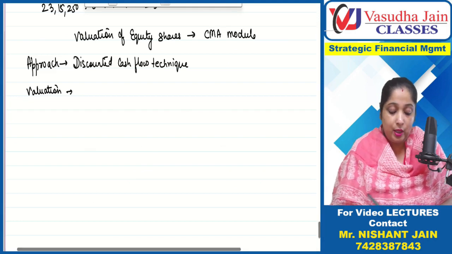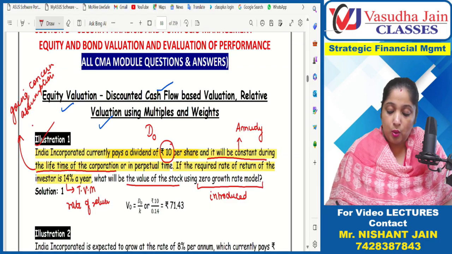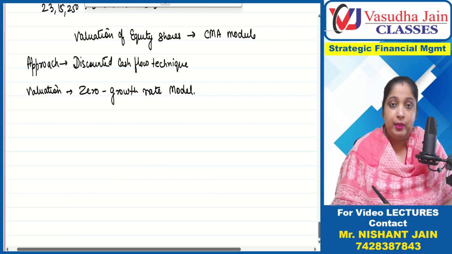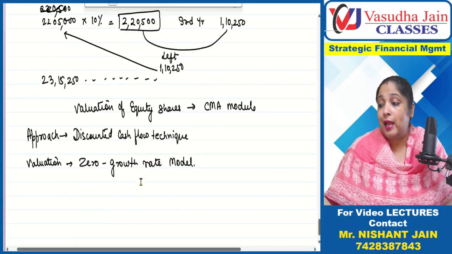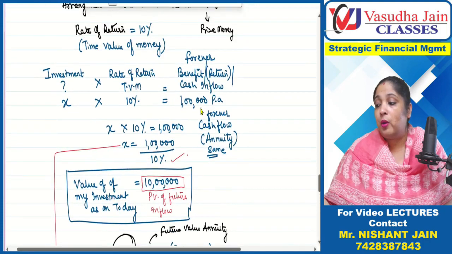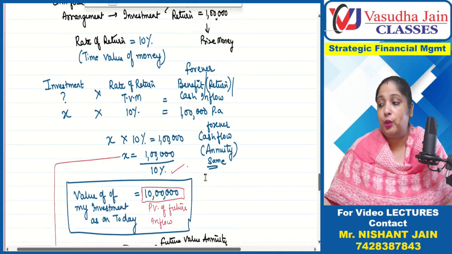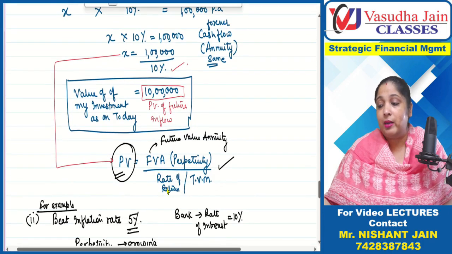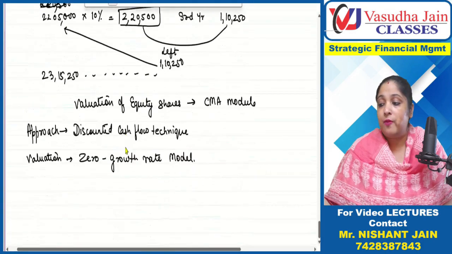Now we know the model that we are using is the zero growth rate model. I have to find out the value of the share as on today. Very simple. When you are going to get the same benefit from this share every year, what is the formula? Whatever you are going to get in future, every year the same, divided by the time value of money. This is the valuation formula that I have told you. Same formula I am going to apply.